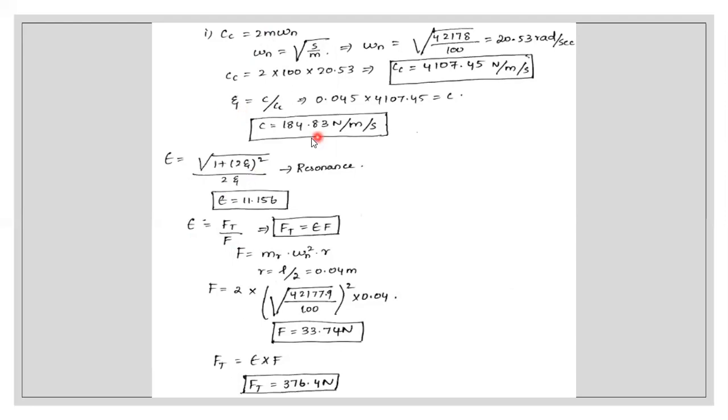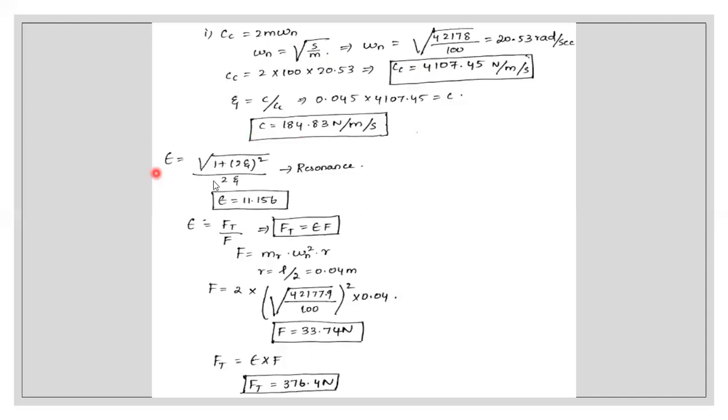For determining the C value, we are doing like this. Cc is the critical damping coefficient, which is 2 m omega n. Omega n is root of s by m. Stiffness we know, mass we know, so just substitute all the values. Omega n we got as 20.53. Just substitute the omega n value and you will get the critical damping coefficient. Eta is equal to C by Cc, so we can easily determine the damping coefficient also.